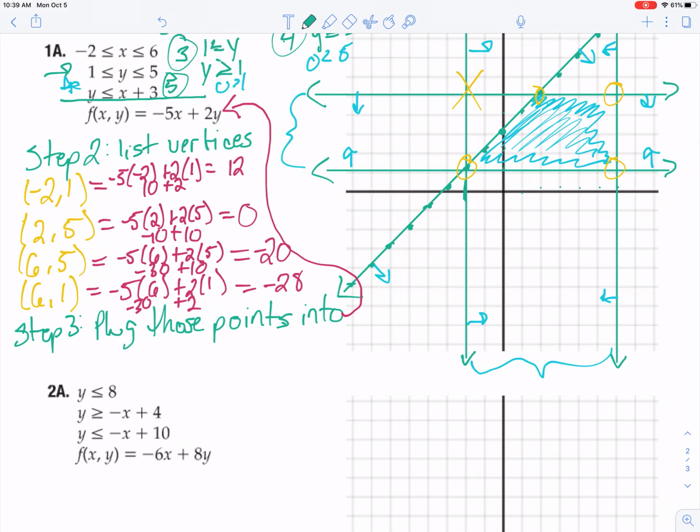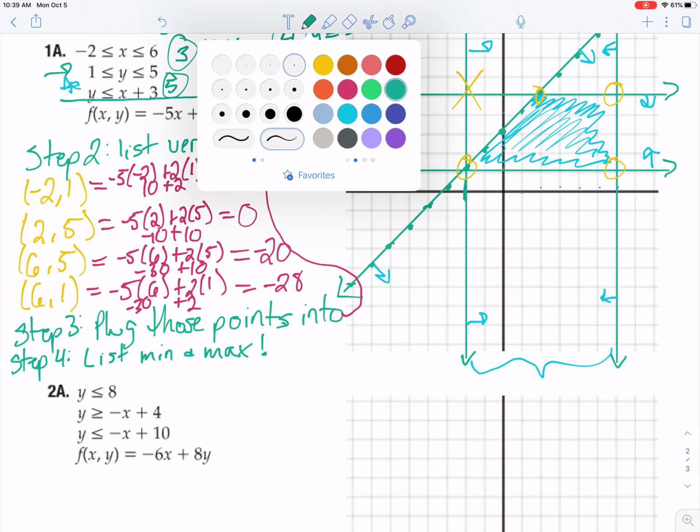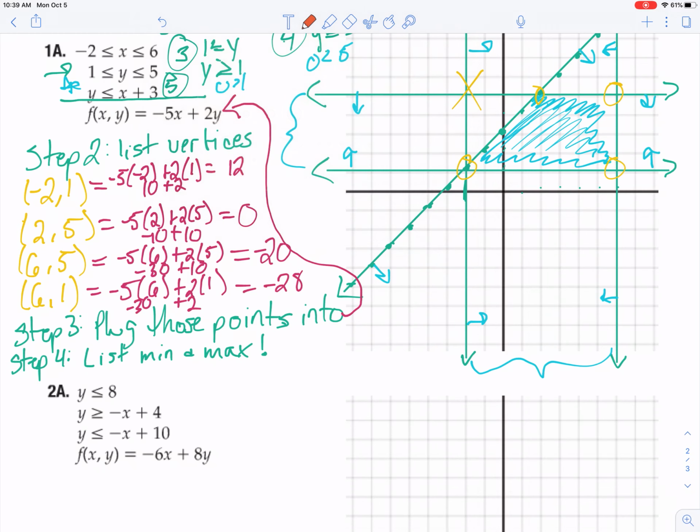Okay, finally, step 4. List the minimum and maximum. This is the last and final step. So here's what I need you to do. Come back up here and circle out of 12, 0, -20, and -28. What's the biggest number? Biggest number is 12. That's your max. The smallest number, -28, that's your min.